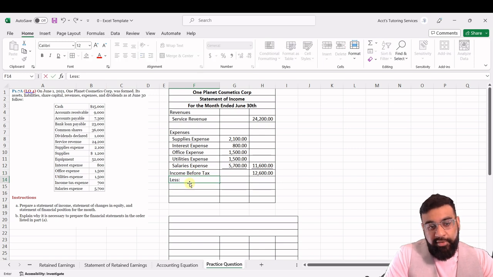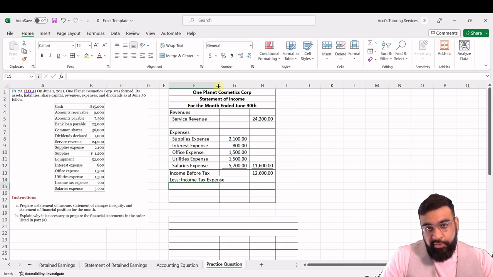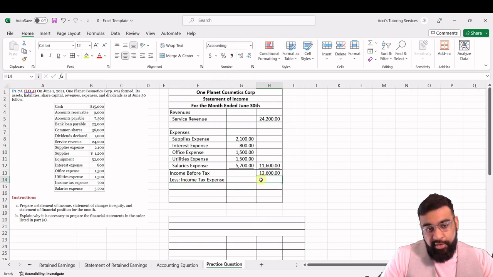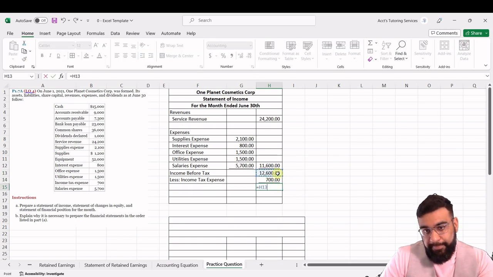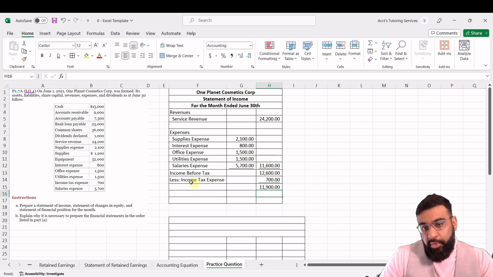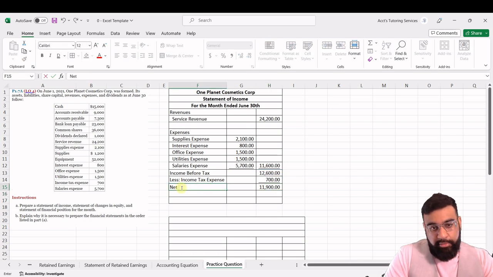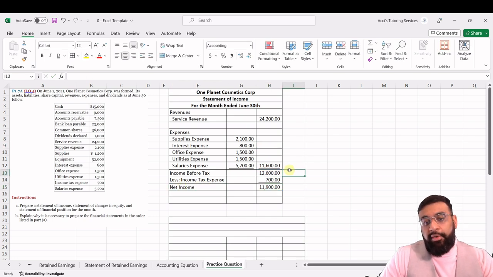Then I'm going to do less income tax expense. Since we only have one expense account for this, this is going to go directly into this column over here. This is going to be for 700. And then this 12,600 minus the 700 is going to give me my net income, which is 11,900. So this is a main figure now.